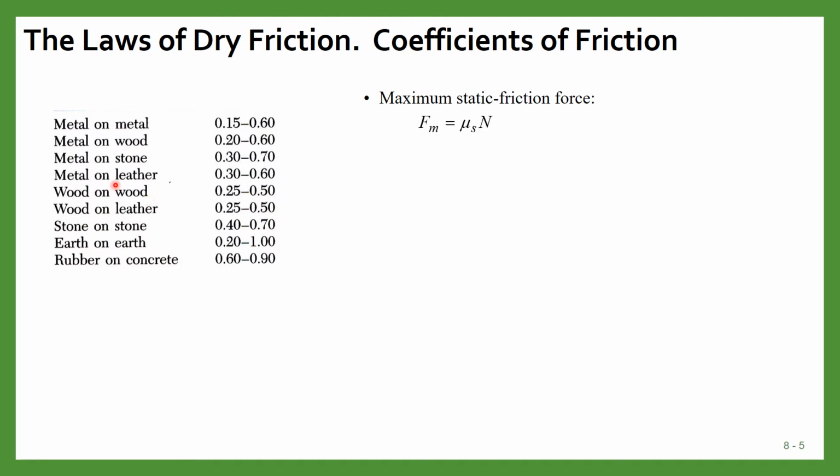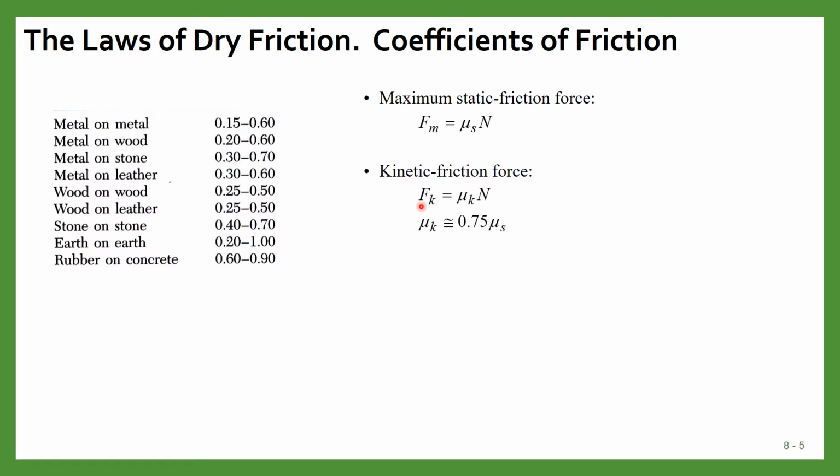In this table, some of the coefficients of friction values are shown. Suppose metal is placed on metal, then the value of mu s varies from 0.15 to 0.6. Similarly, if metal is placed on wood, then the value is 0.2 to 0.6. Similarly, you can see other values. For example, if rubber is placed on concrete, then the value is very high and varies from 0.6 to 0.9.